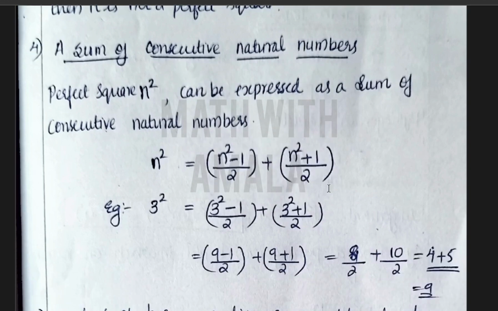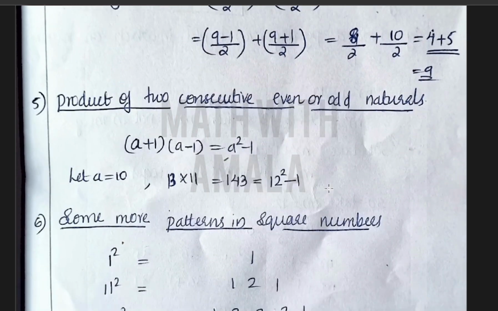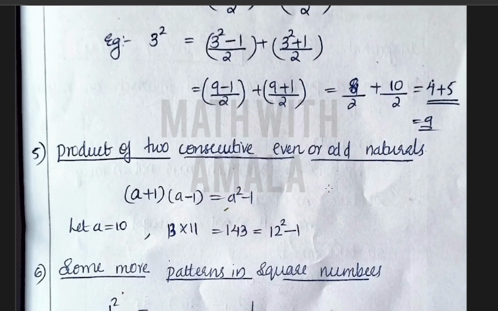That is, n square can be written like (n square minus 1) by 2 plus (n square plus 1) by 2. Then in the example you can see 3 square is equal to (3 square minus 1) by 2 plus (3 square plus 1) by 2. (9 minus 1) by 2 plus (9 plus 1) by 2. Answer 8 by 2 plus 10 by 2, that is 4 plus 5, 9. That means 3 square is 9 itself.